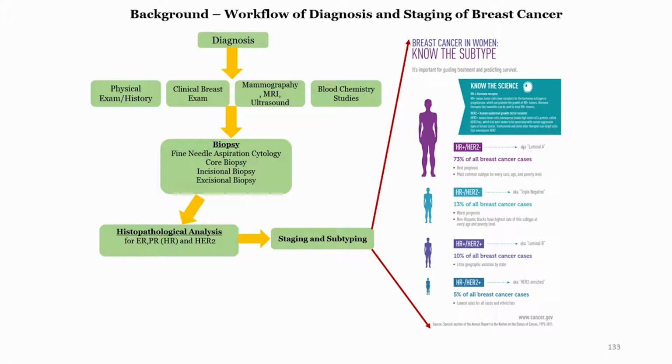So 73% of all breast cancer is HR plus, HER2 minus, where 13% is also called triple negative breast cancer, very dangerous, HR minus and HER2 minus, while 10% and 5% are for HR plus, HER2 plus and HR minus, HER2 plus.